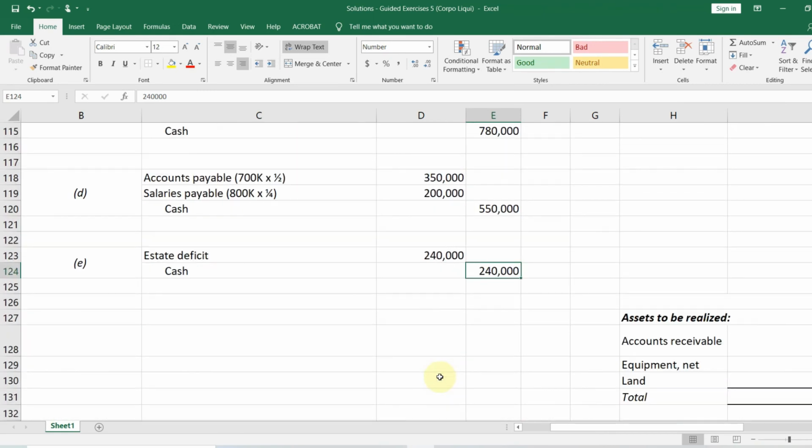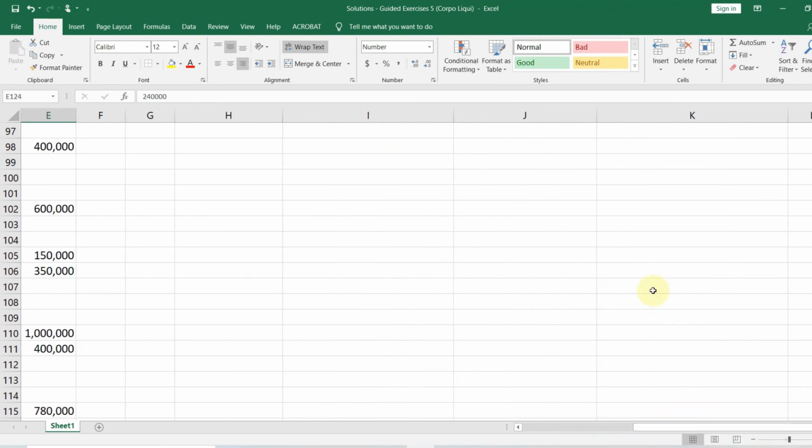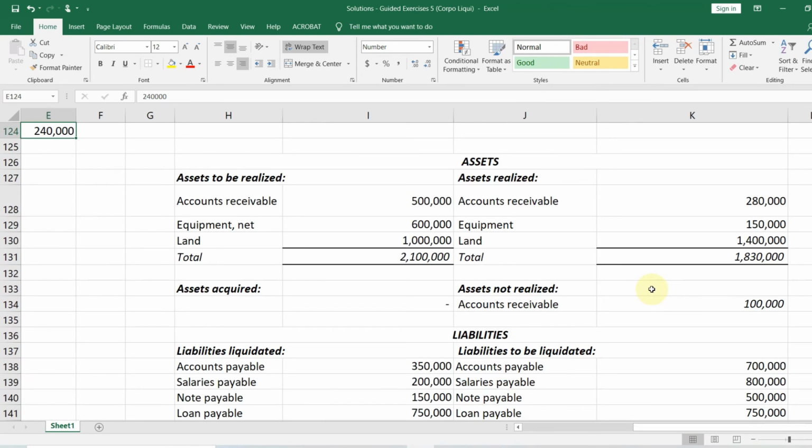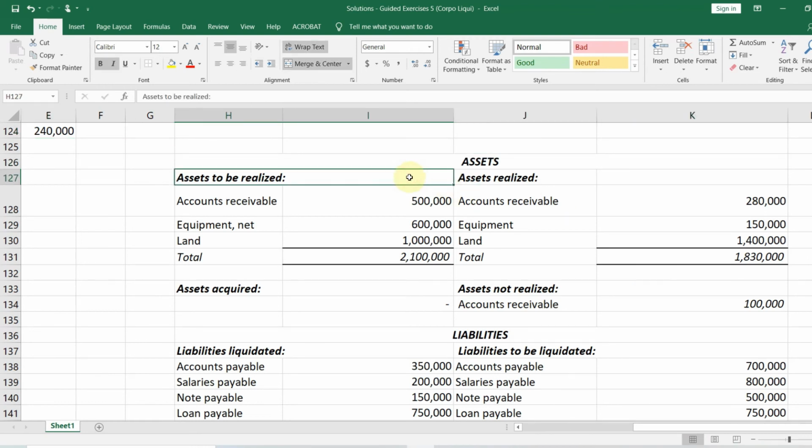Now, we prepare the statement of realization and liquidation. So, nandito sa part na to. Yan, okay, nasa baba. Okay. So, we start with the assets. So, debit side, assets to be realized. Alam natin these are actually your non-cash assets. Okay, so non-cash assets mo, you have 500,000, 600,000, and 1 million at carrying amounts. Okay, so total of 2.1 million. Okay, wala si cash kasi non-cash assets lang.